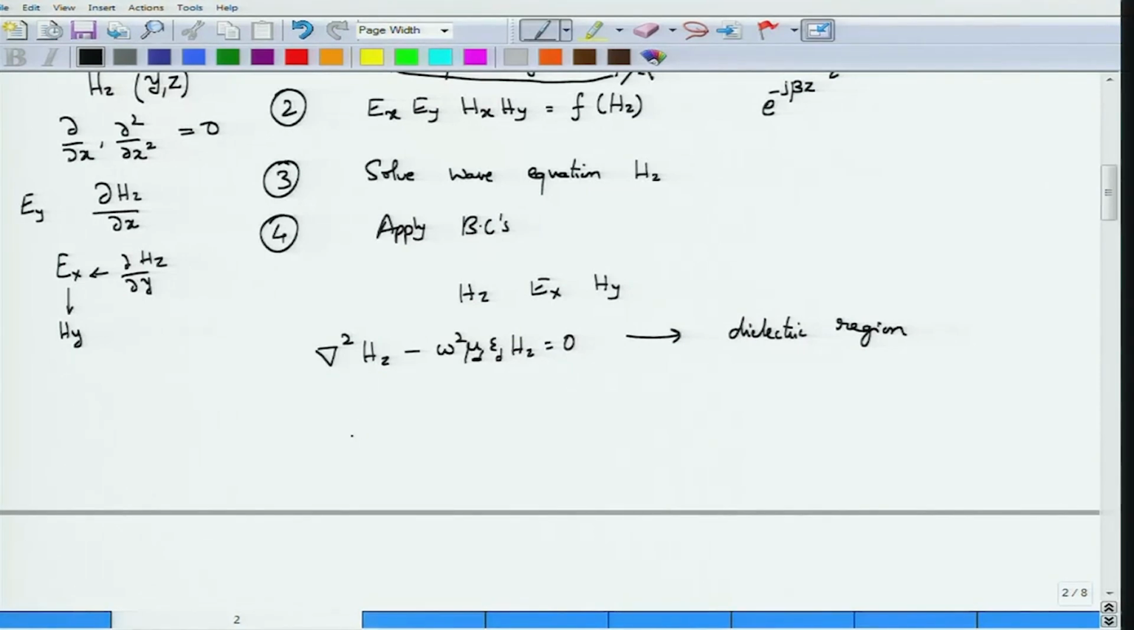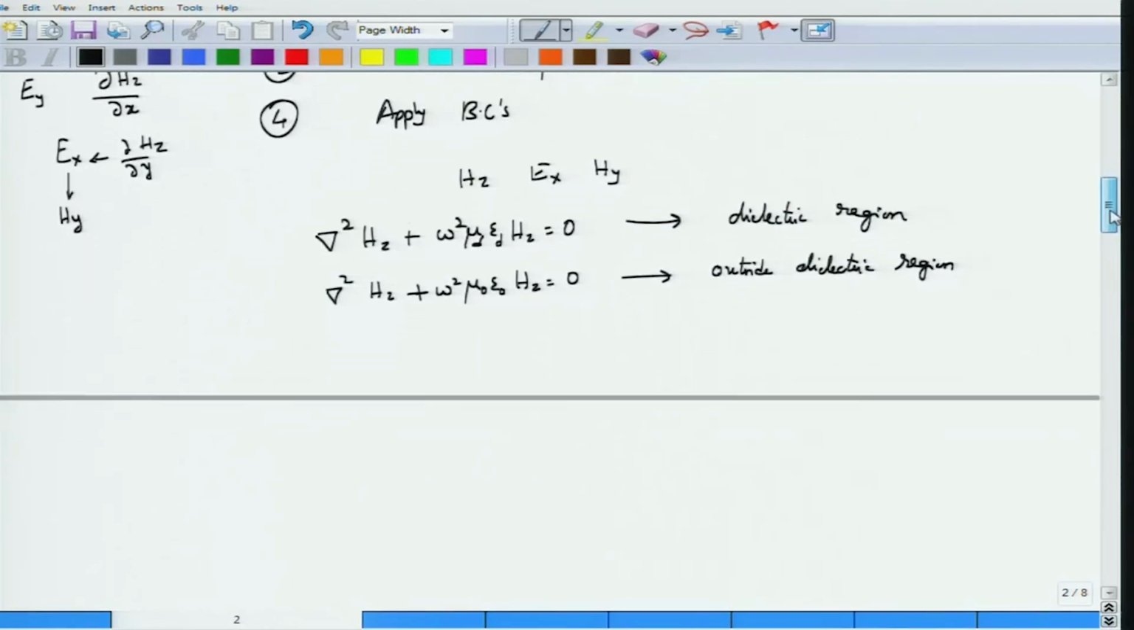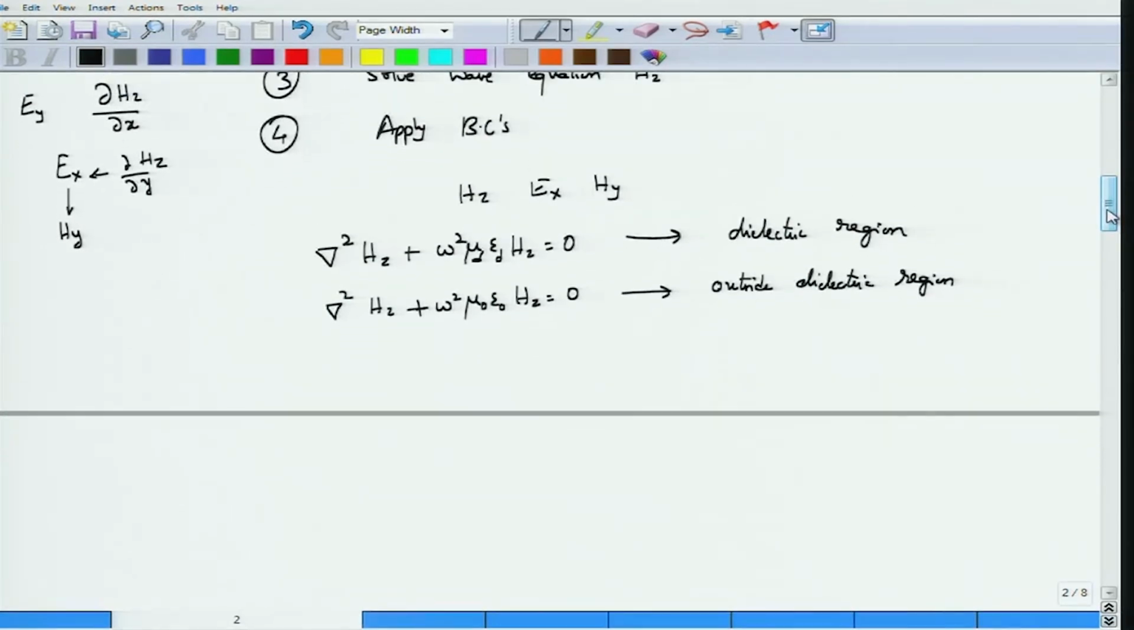The same equation will hold, except you replace mu d and epsilon d by mu 0 and epsilon 0, for the case outside the dielectric region. This must be plus, so this is plus. So these are my equations. From them I will have to solve for Hz.